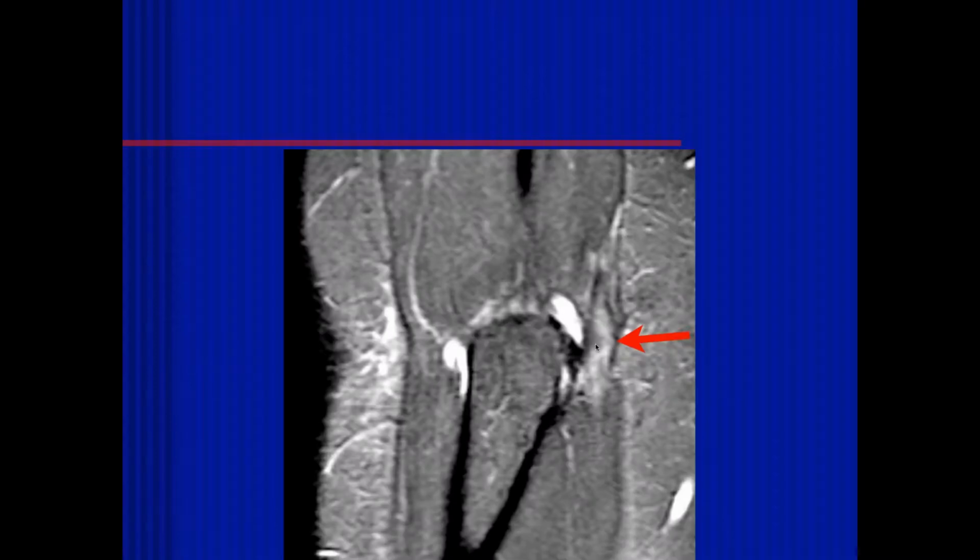On the coronal STIR, we can see it's thickened with increased signal intensity. And this was a patient with ulnar neuritis of unknown etiology. I think in this location, these are usually due to some form of trauma.